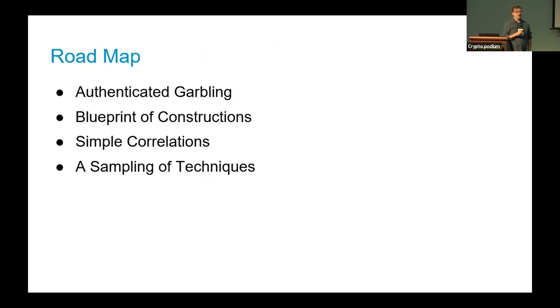So this completes the very short version of the talk. So I will proceed with another copy of the talk that is longer. And we're going to start with talking about what authenticated garbling is in some detail, and then give you a blueprint for how all of these constructions work. Then talk about where the simple correlations actually fit into everything. So that's coming down the road. And then finally, we get our hands dirty with just some of the nitty-gritty stuff, which is hopefully fun.